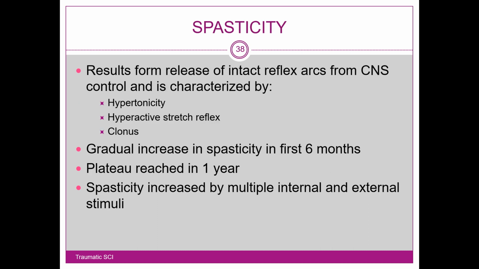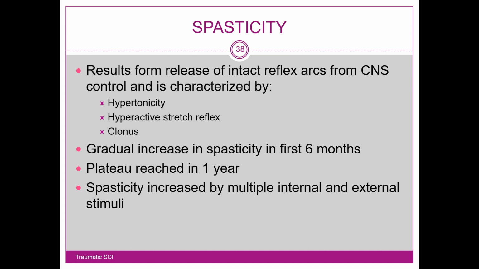After this, we have talked about spasticity. It results from release of intact reflex arcs from CNS control and is characterized by hypertonicity, hyperactive stretch reflex, and clonus. We have already discussed how to assess a reflex, how to check for reflexes, and what clonus is. There is a gradual increase in spasticity for the first 6 months, a plateau reached in around 1 year, and spasticity is increased by multiple internal and external stimuli.